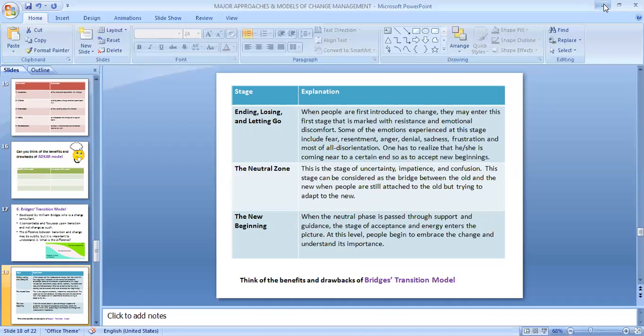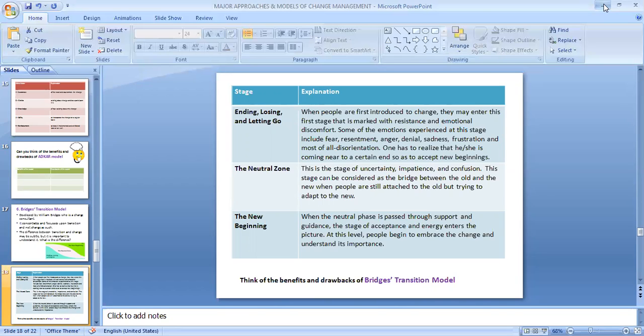So there is always resistance coming because of the emotional discomfort. Some of the emotions experienced at this stage include fear, resentment, anger, denial, sadness, frustration, and most of all, disorientation. The reason why we get this emotional discomfort when a change happens is mainly because of the fear, resentment, and disorientation. One has to realize that he or she is coming near to a certain end so as to accept new beginnings. In the ending, losing and letting go stage, it is important for the individual to be aware that some things are coming to an end, so we have to accept the new beginnings.